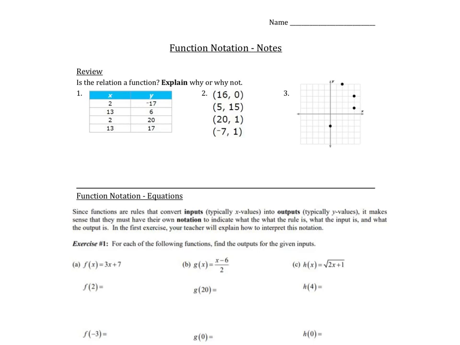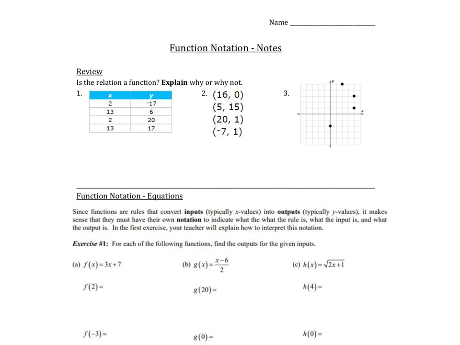So in our last lesson, we talked about what a function is. In Objective 2, we're going to talk about function notation and how to use that. So before we do that, let's go through some of these reviews. And I want you to try some of these on your own.